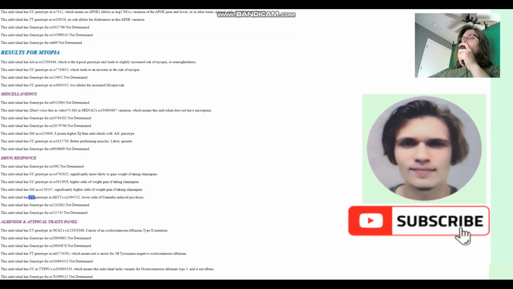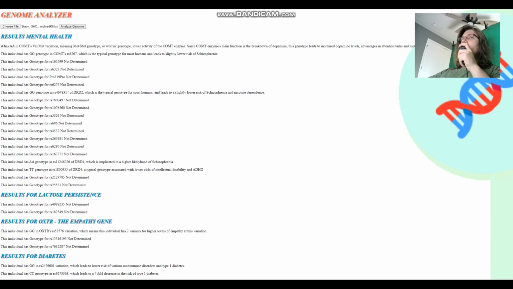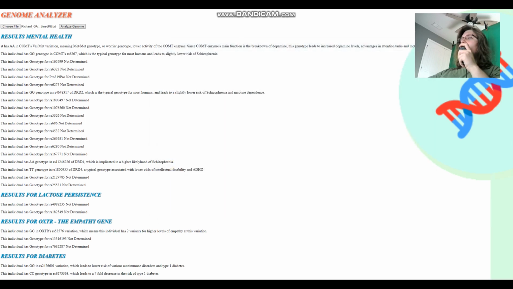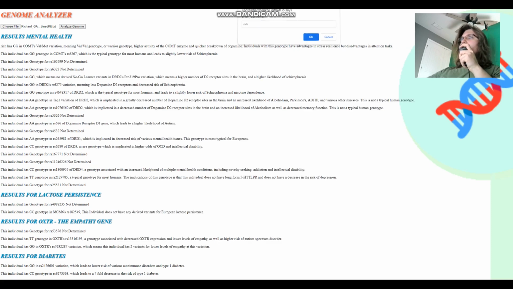So let's reset the scores, and now let's enter our second individual, which will be Richard. Richard is the guy with brown eyes or hazel eyes. Richard. So Richard has GG in the Valmet variation, meaning avoid your genotype.